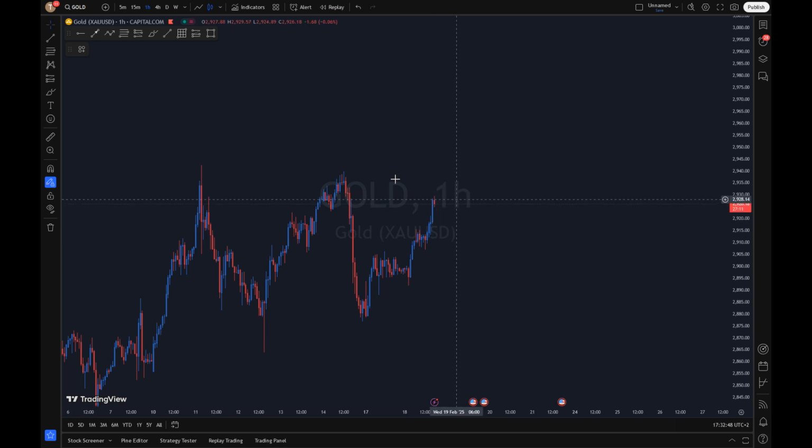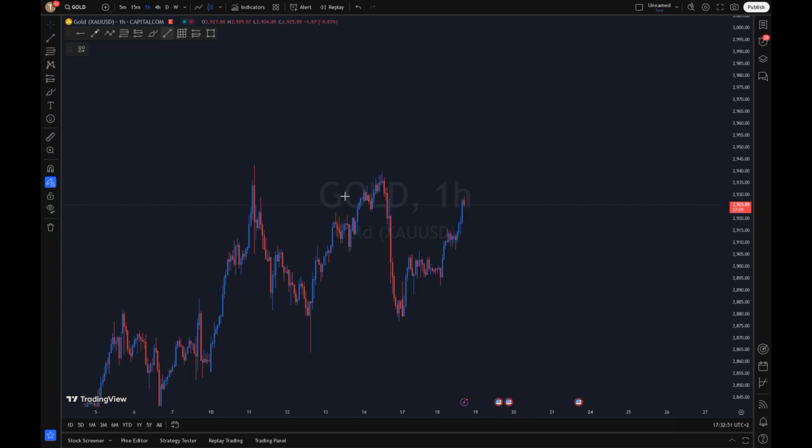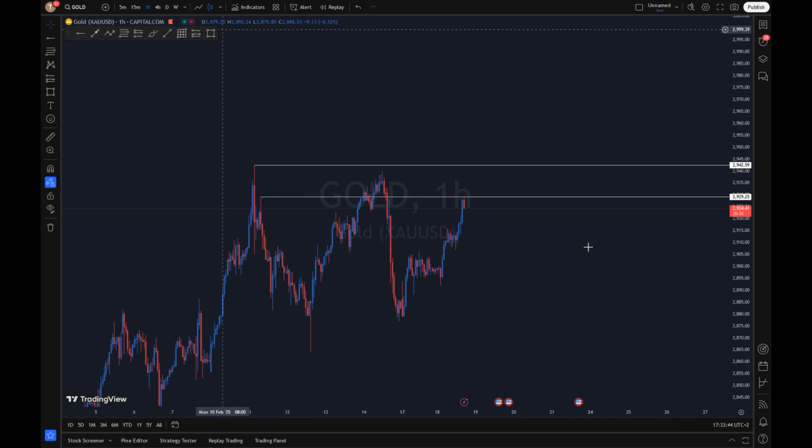Just going to reanalyze guys, show you how I found this beautiful entry. What I saw guys, I saw that we had a hook point right here, upper hook point, right? And then we had this inflection point.